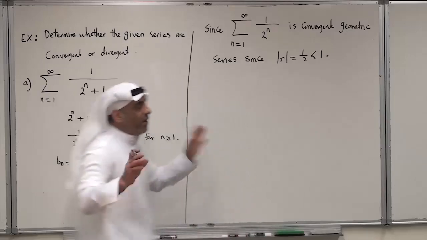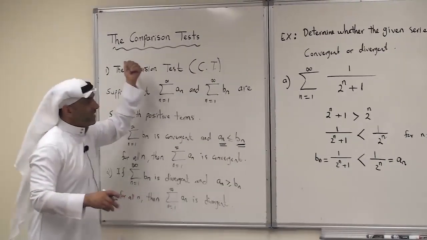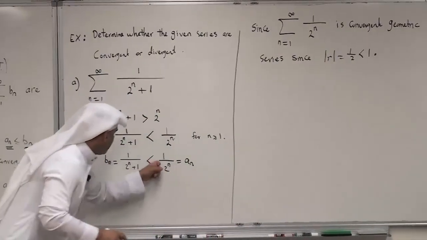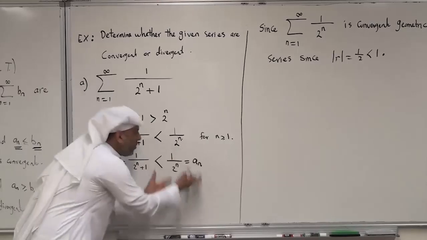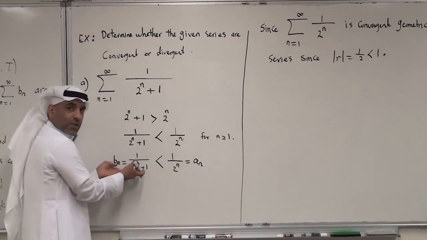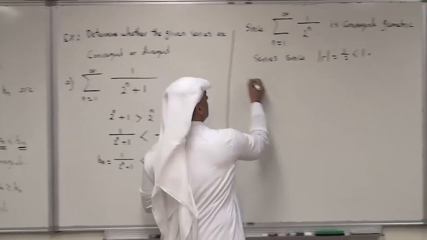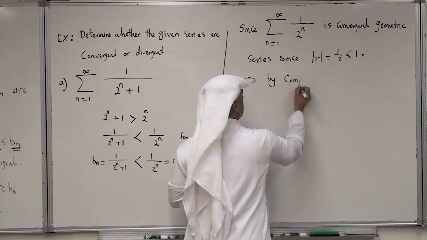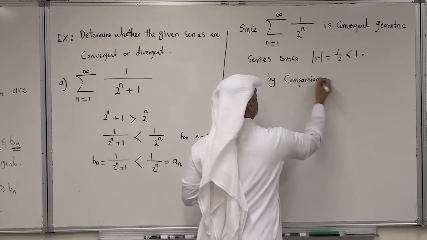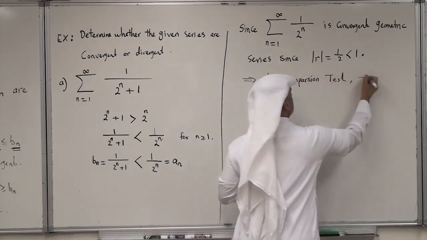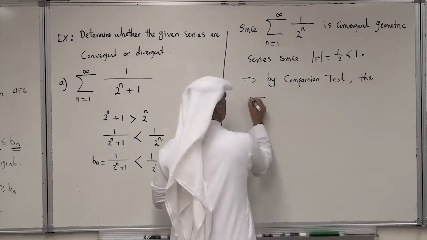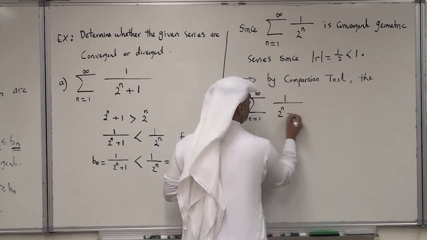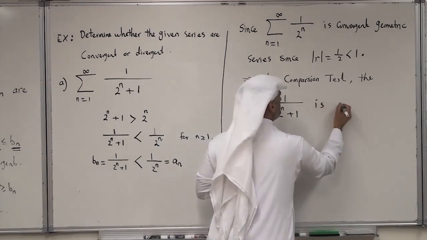So it is convergent. Now, the contribution of the comparison test says, since we have the larger series here and it is convergent, we can conclude that this one also is convergent. So this implies, by the comparison test, that the series given by n equal to 1 up to infinity of 1 over 2 to the n plus 1 is also convergent.